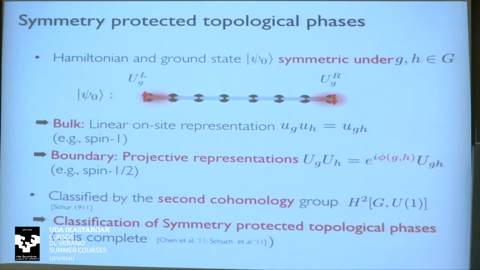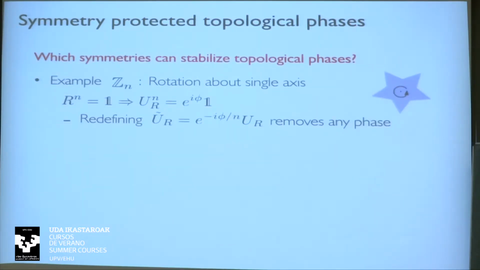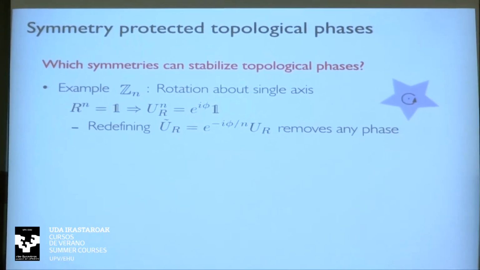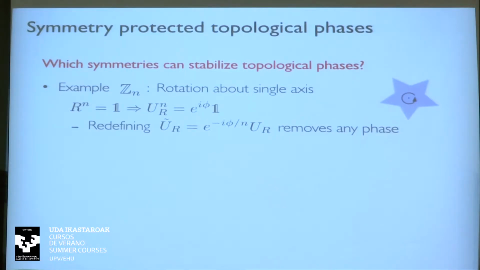So let me illustrate this in some more detail. As I said, we just take whatever symmetry we might be interested in, or that a system has, and then we can construct projective representations. Let's start off with a very simple group. We take the group Zn, which is the symmetry group of the star that we can rotate. If we rotate the star n times, we go back to itself, so R to the power of n is the identity.